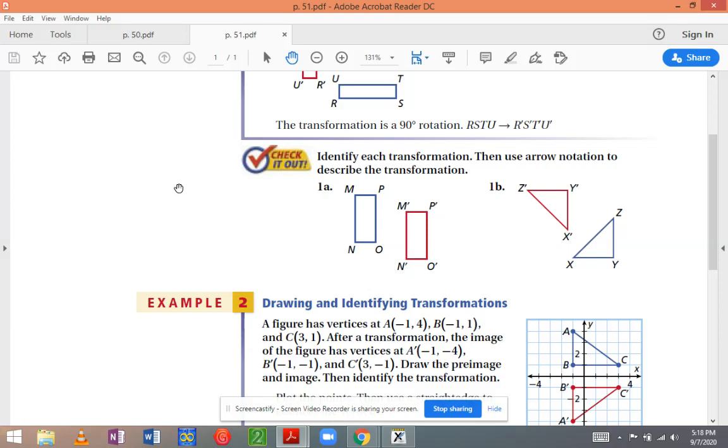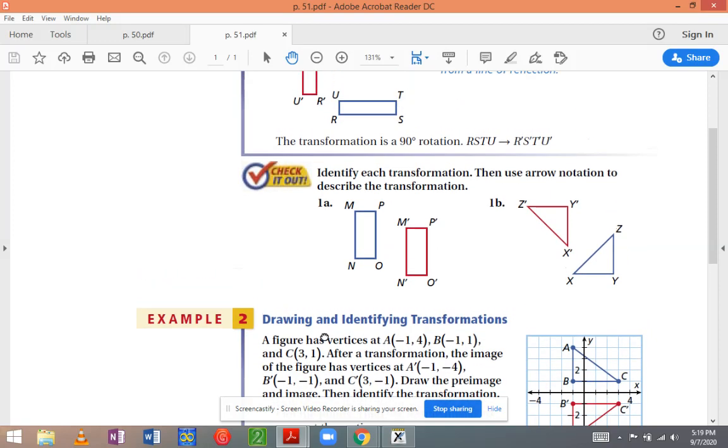So that's a pretty easy one to identify as a translation, and there's no little notation there, but if you had to write that out in notation, you would say that quadrilateral MNOP is mapped into, with that little arrow, quadrilateral M prime, N prime, O prime, P prime. So if you had to show that with notation.